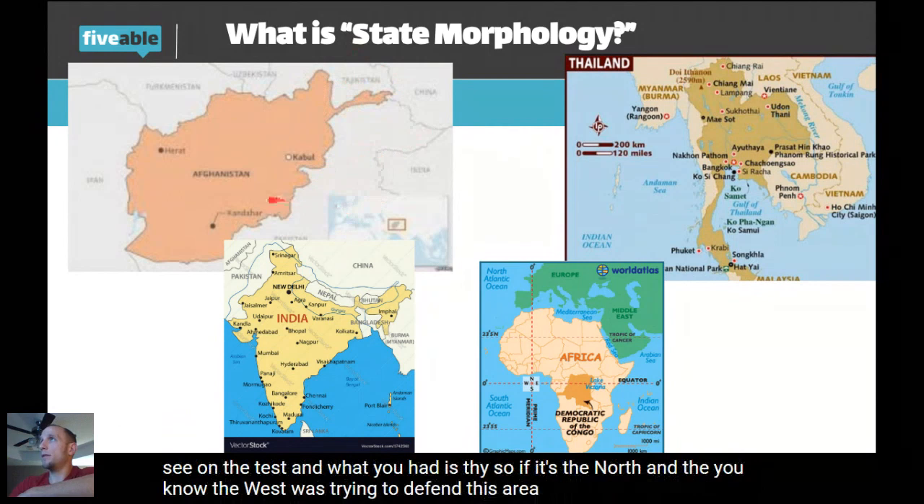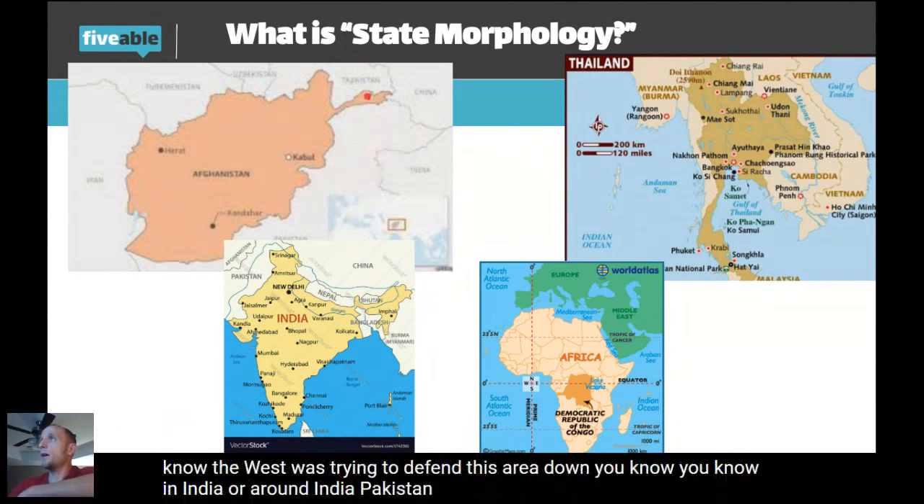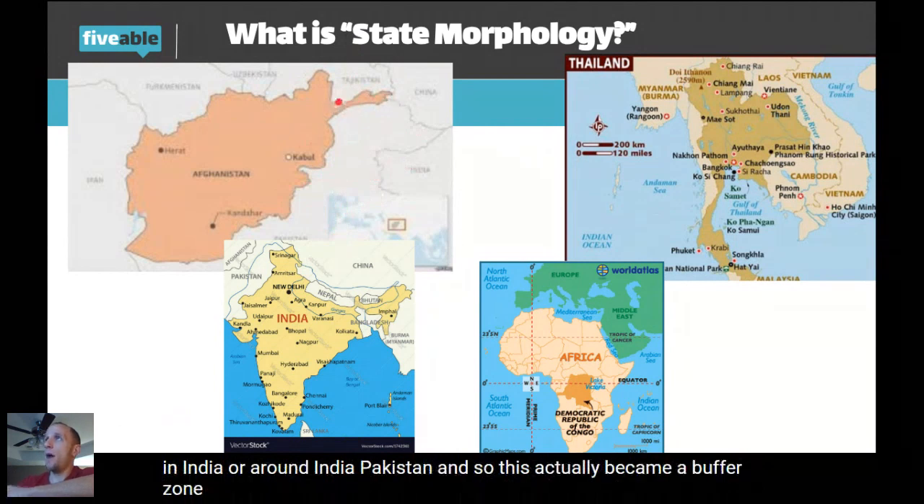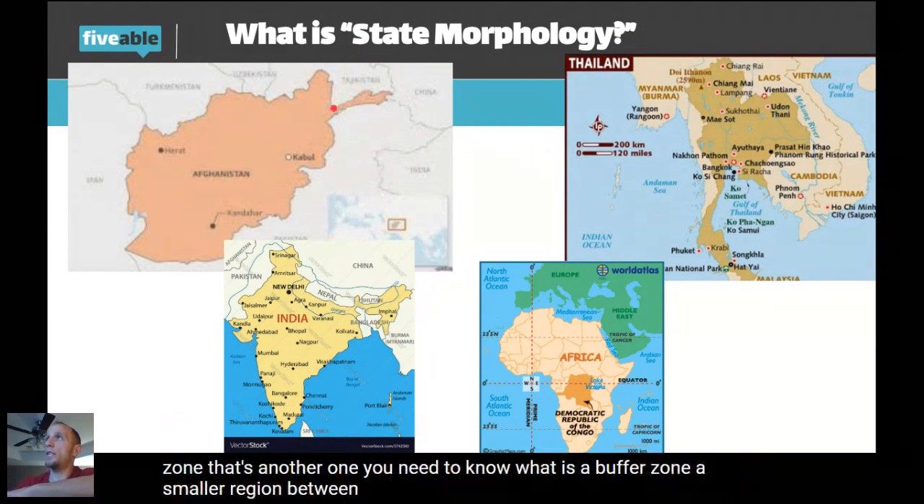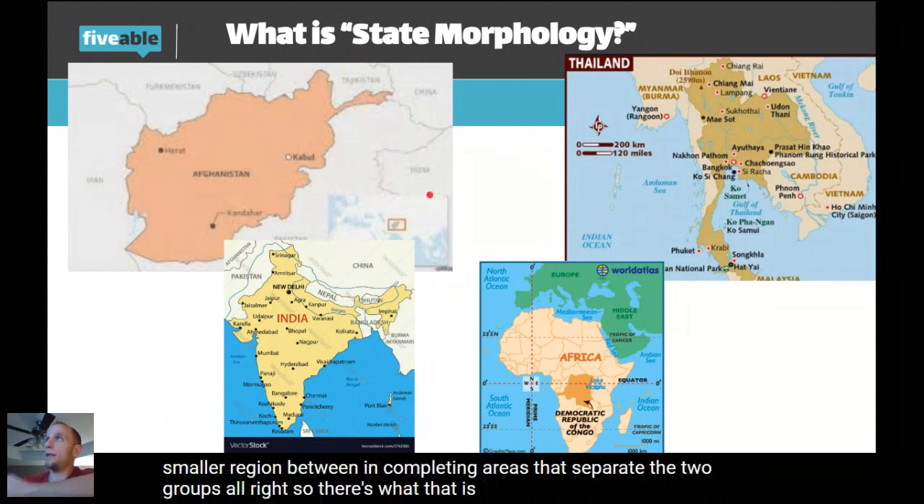And what you had is the Soviets to the north, and the West was trying to defend this area down, you know, in India, or around India, Pakistan. And so this actually became a buffer zone. That's another one you need to know what it is. A buffer zone, a small little region between conflicting areas that separate the two groups. All right, so there's what that is.